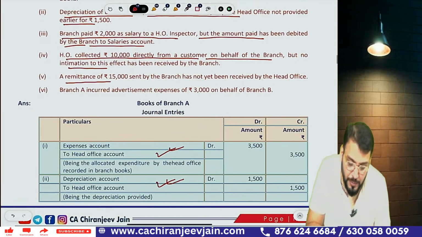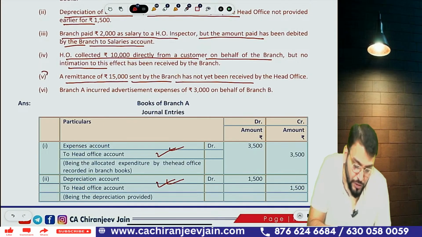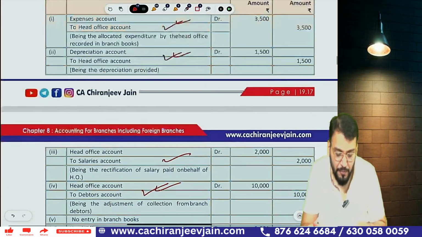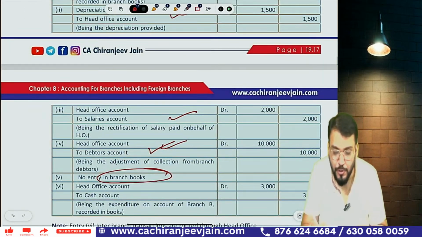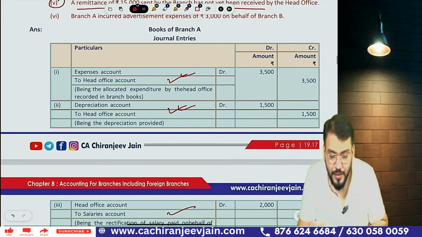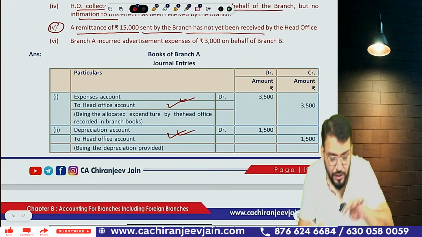A remittance of 15,000 sent by branch has not been received by head office. So in the books of branch, no journal entry. Point number 5, you can see no journal entry in the books of branch. I hope this is also correct.